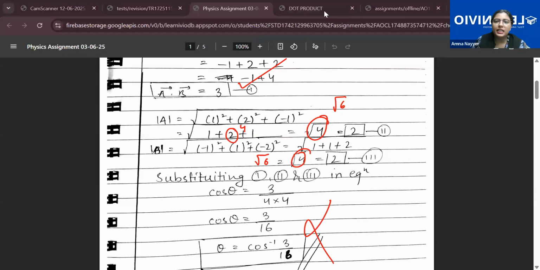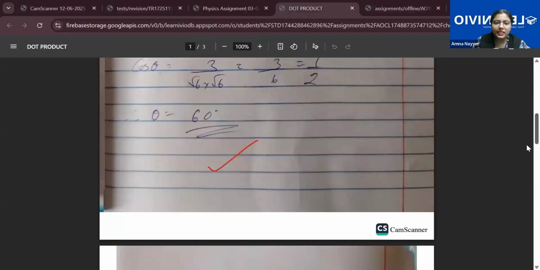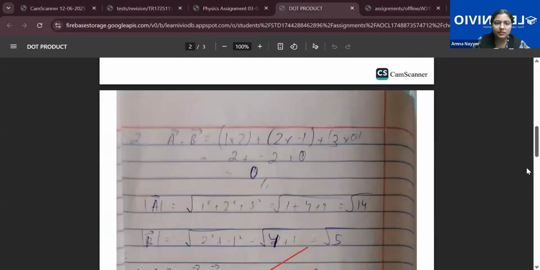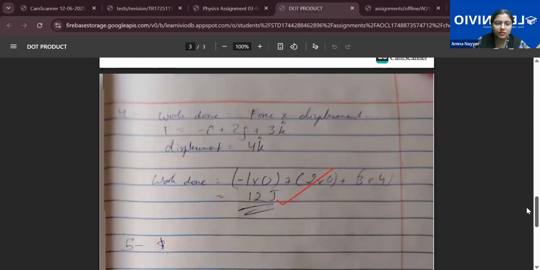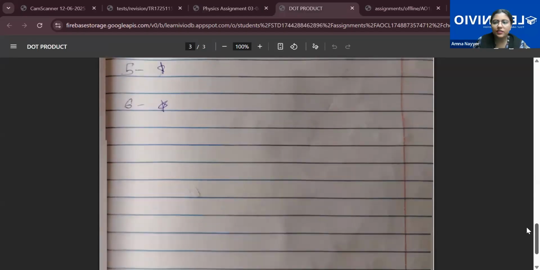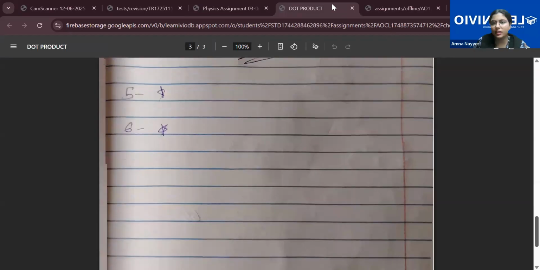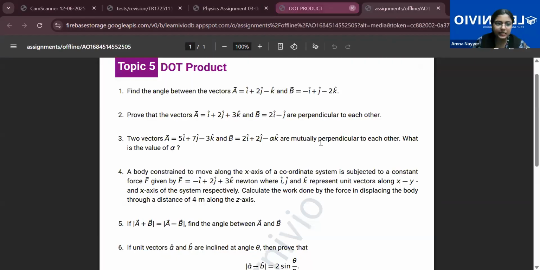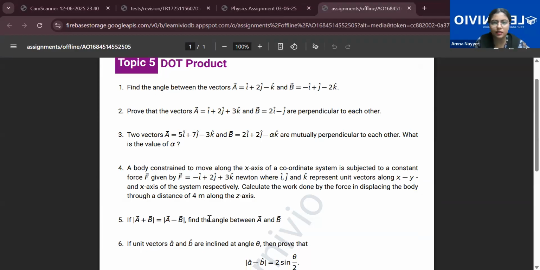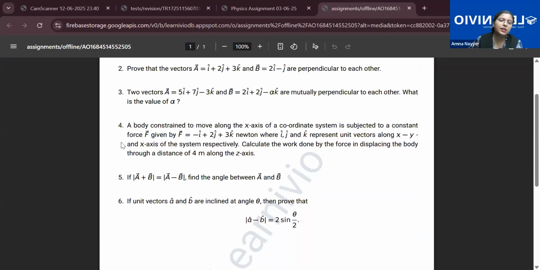Then Neha's first, second, third, fourth. Okay, fifth and sixth were the doubts. Yes, I remember. This we discussed in the parallelogram law also, a plus b whole square. So I have written the solution for the sixth one in Simra's notebook. So I'll show you from there only.